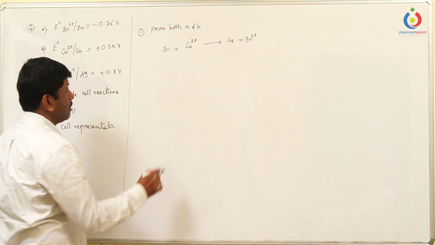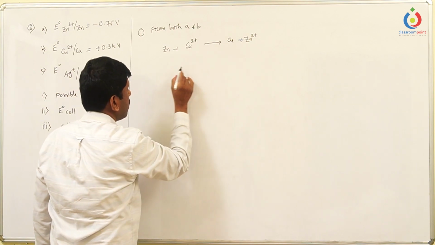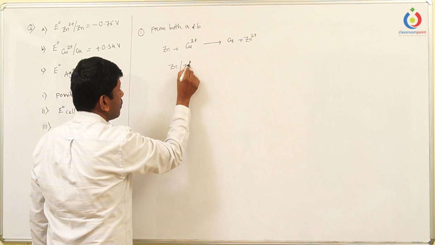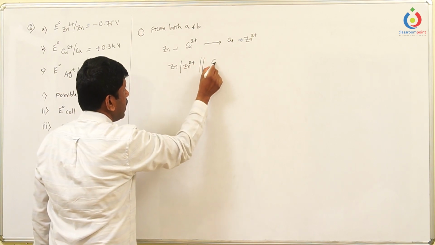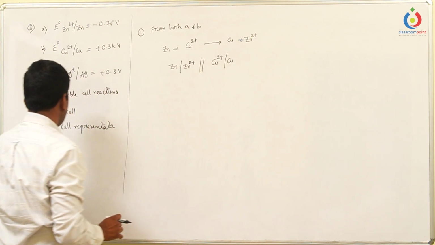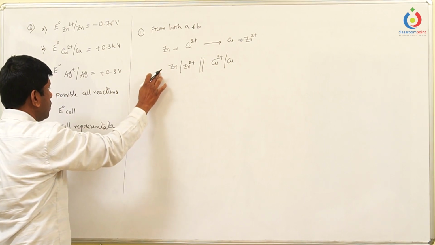Cell representation. Cell representation means oxidation part first, reduction part later. So what is the oxidation part? Zn | Zn2+ is the oxidation part. Next, Cu2+ | Cu is the reduction part. So the cell reaction is over, the cell representation is over.